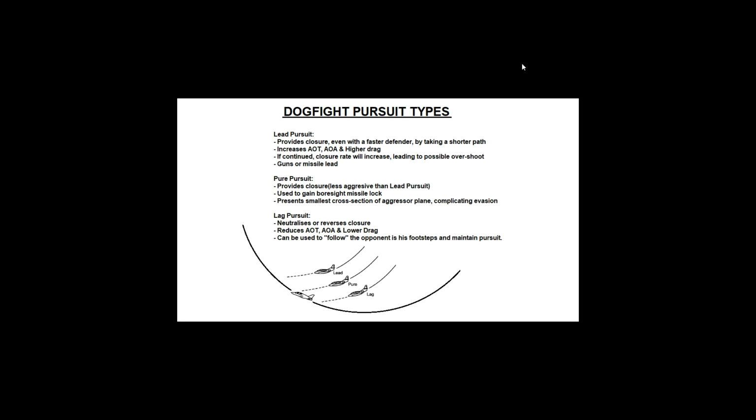But within that path of chase, there are three elevation types that we can fly, three different pursuit types that we will fly for different reasons. They're split into three: lead pursuit, pure pursuit, and lag pursuit.